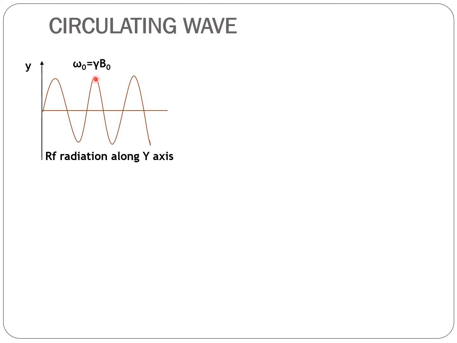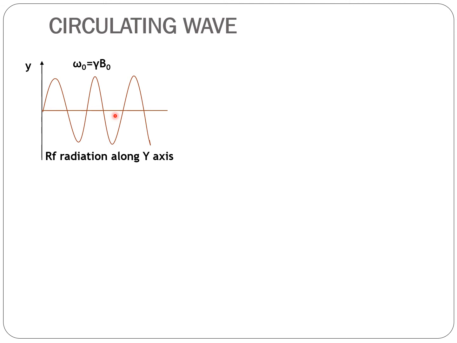So this is the y-axis, and this is the RF radiation wave. This wave should match the Larmor frequency, that is, omega naught is equal to gyromagnetic ratio times B naught. So this frequency should match that frequency. Such radiation will cause the excitation of the nuclei.